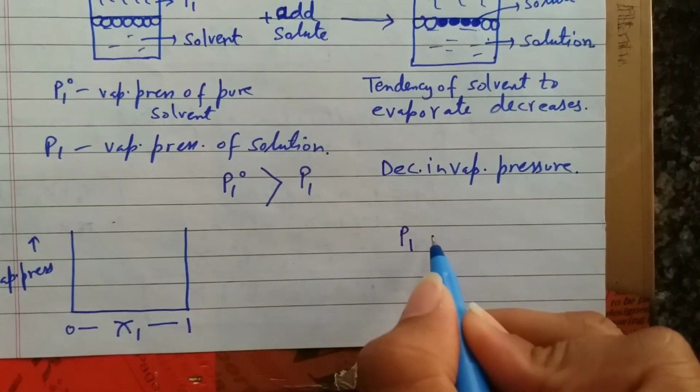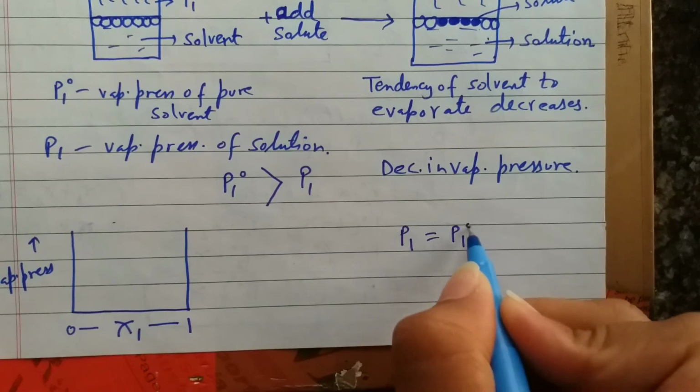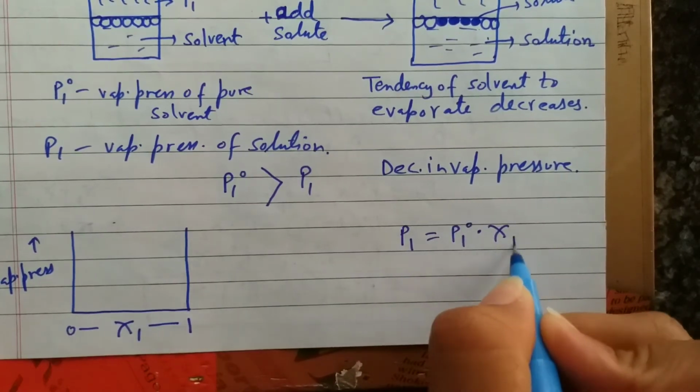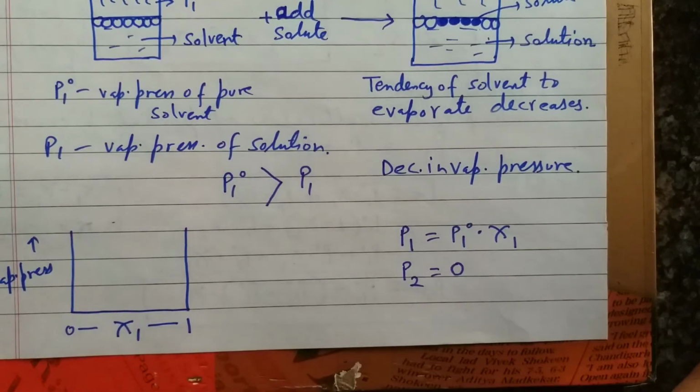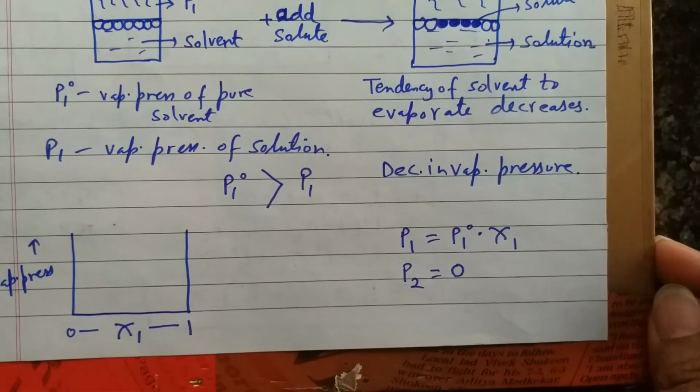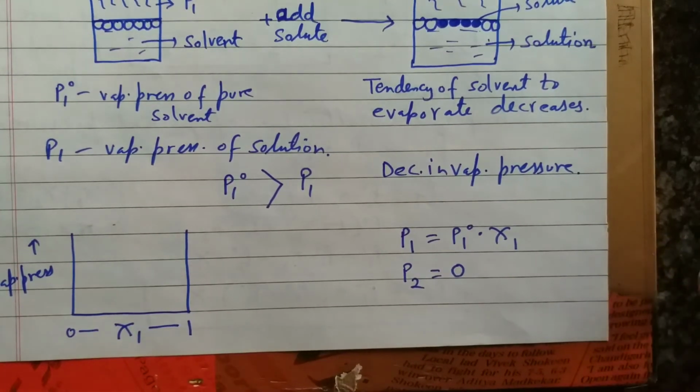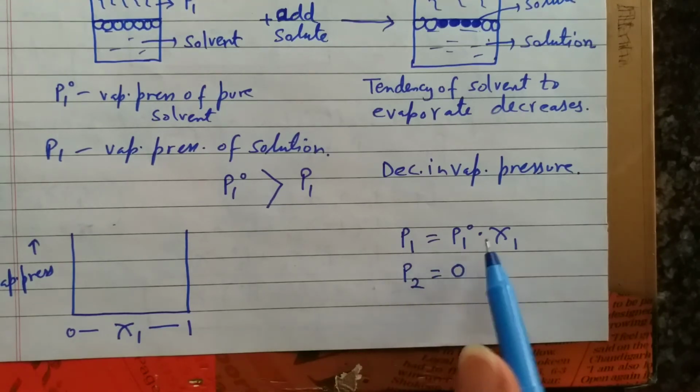So P1 as per Raoult's law is equal to P1 naught into chi1, whereas P2 in this case will be 0. Why will P2 be 0? Because the solute is not volatile. 2 is the solute, okay? I am considering 2 as the solute, 1 as the solvent. So because the solute is not volatile, P2 is equal to 0. And what is P1? P1 is P1 naught into chi1.